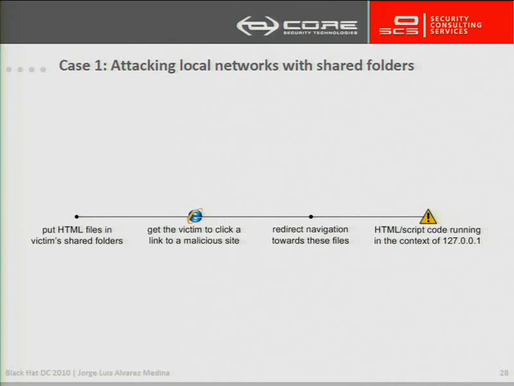The attacker has to manage to put HTML files in the victim's shared folders in a network, in a local intranet environment. It is quite common to find shared folders with write permissions, so someone in the network could just put an HTML file in there. Then this malicious employee in the company could send the user a link, so the user clicks on that link, and then a redirection occurs towards that file.